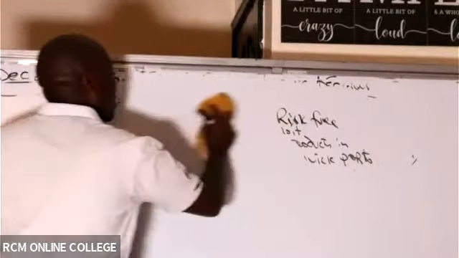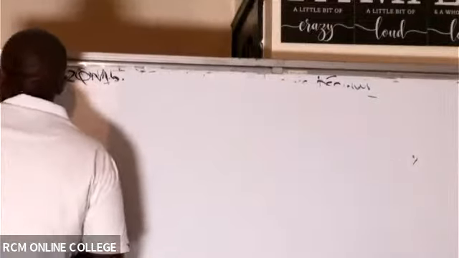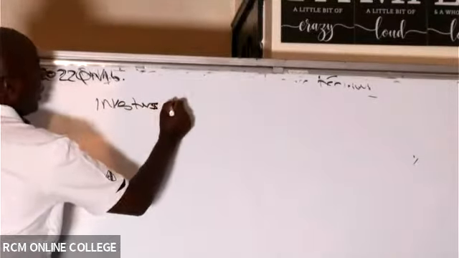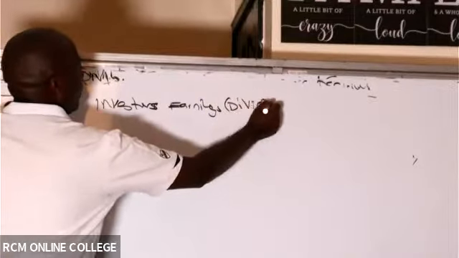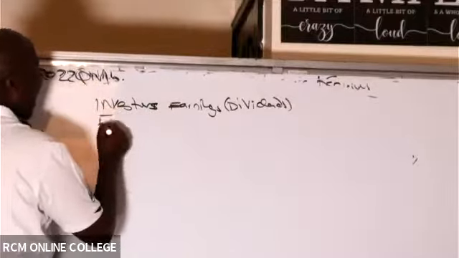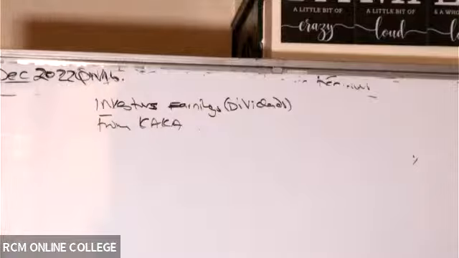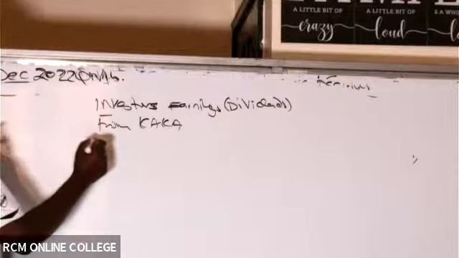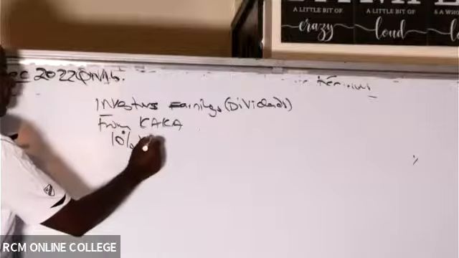So then what we ask ourselves is, how much is this person earning from Kaka today? The investor's earnings, that's dividends. Dividends from Kaka today. So remember, how do we get in this case his dividends? It will be his shareholding times profit after tax.